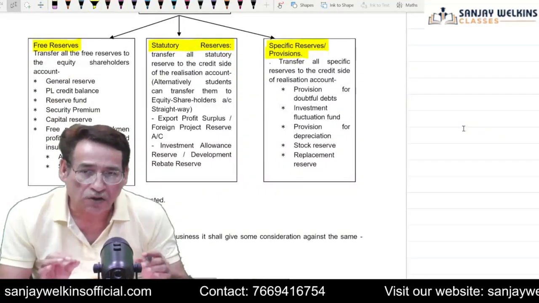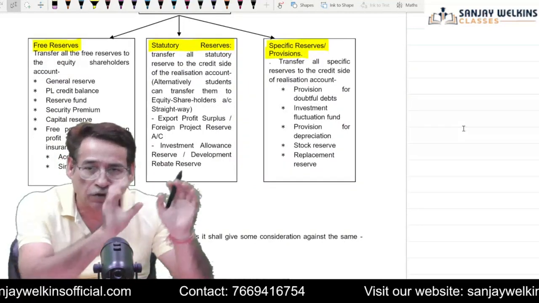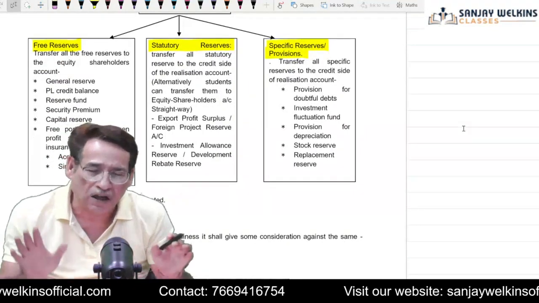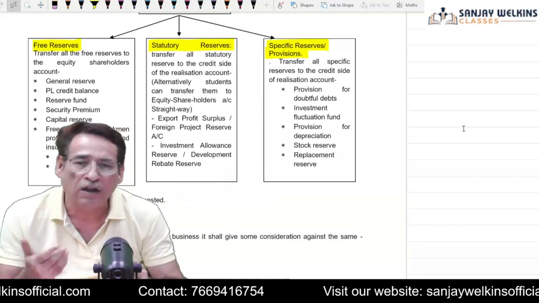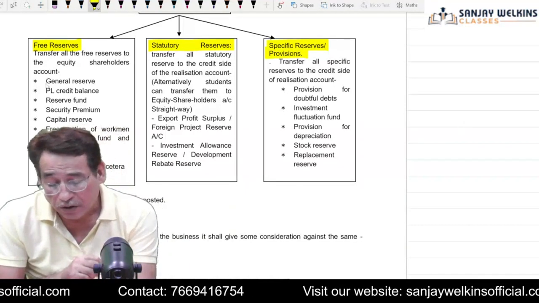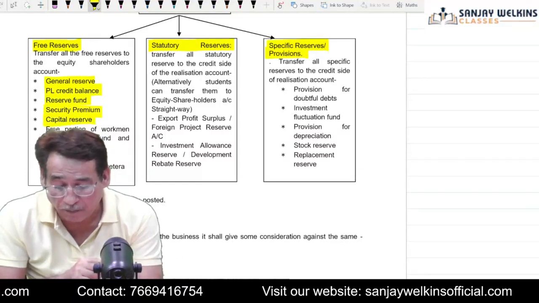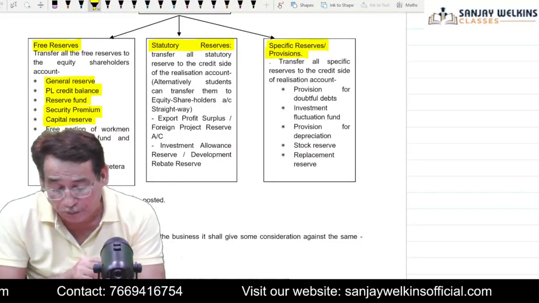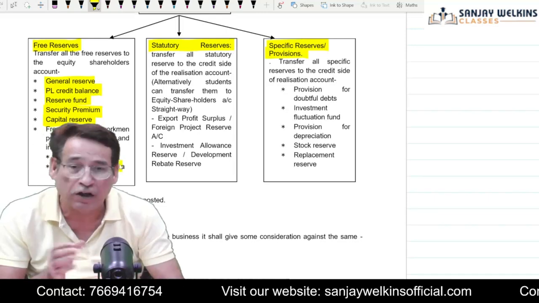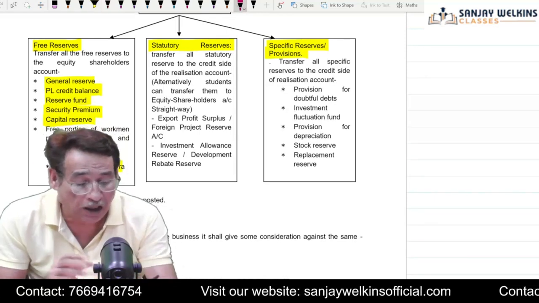Free reserves means such reserves which can be used for the purpose of distribution of dividend. Basically, these are free and you can use it for any purpose. Indirectly, it means, correct? So, general reserve, profit or loss account credit balance, reserve fund, security premium, capital reserve, and free portion of accident fund or sinking fund.